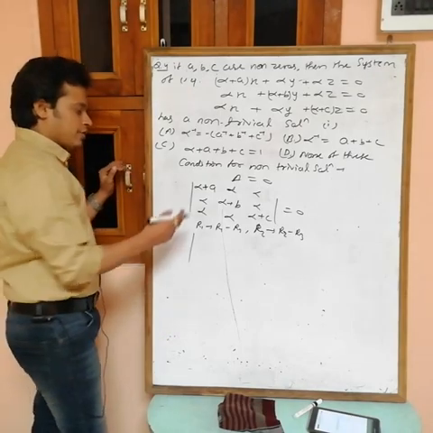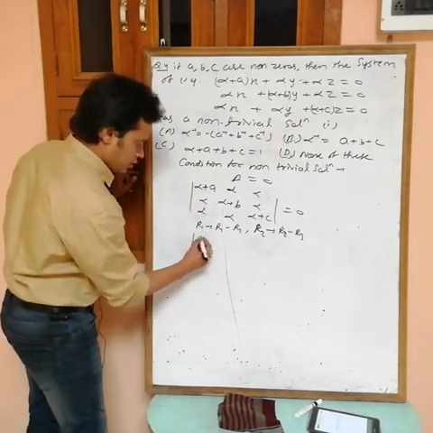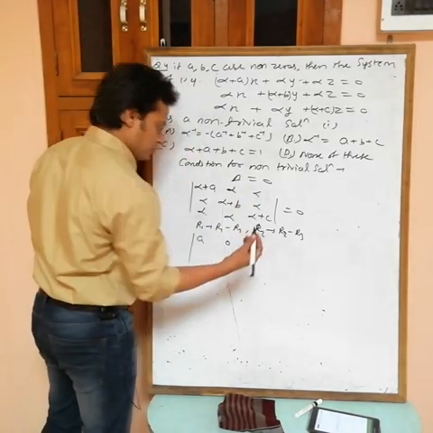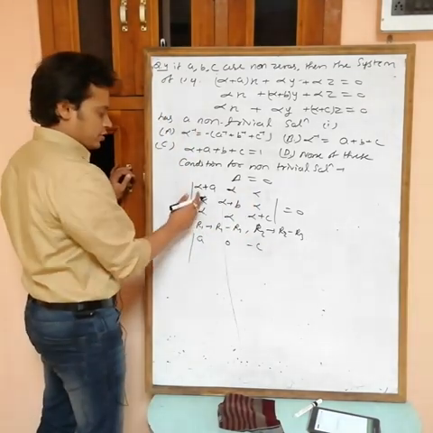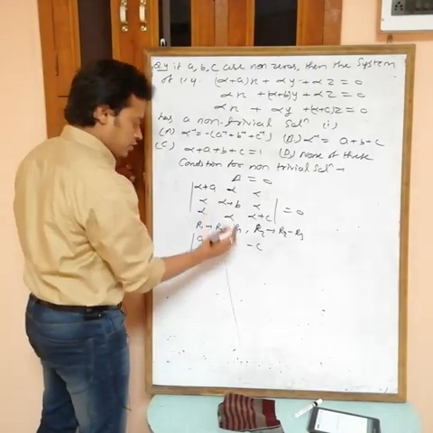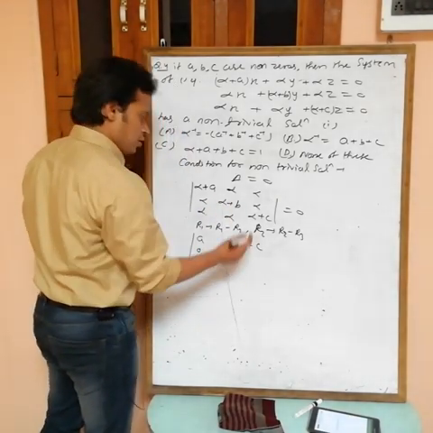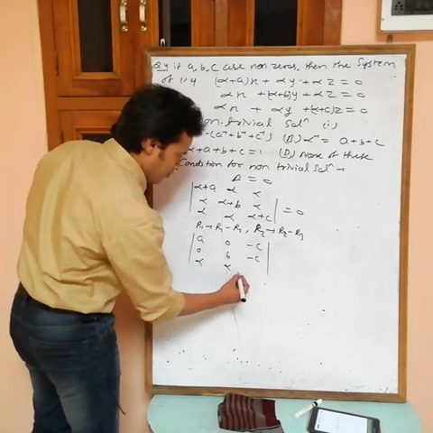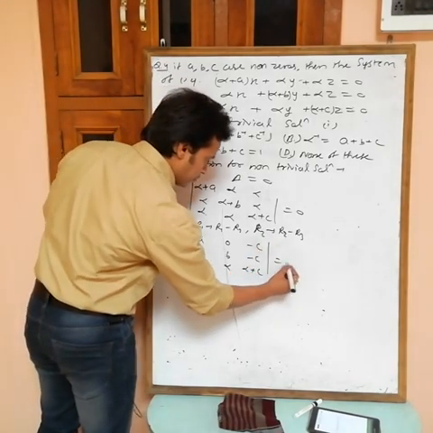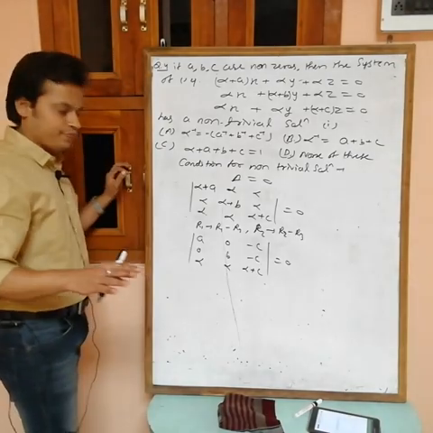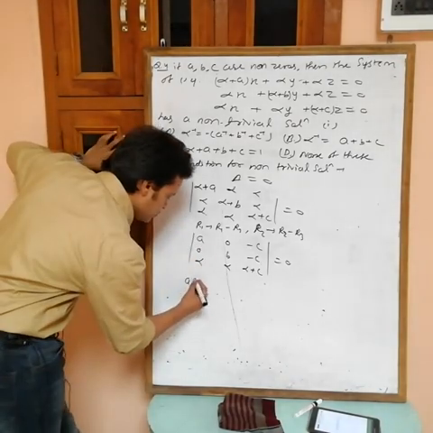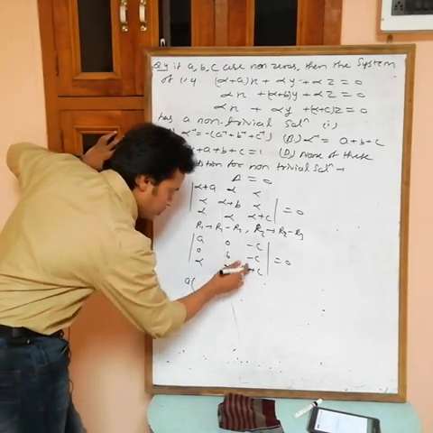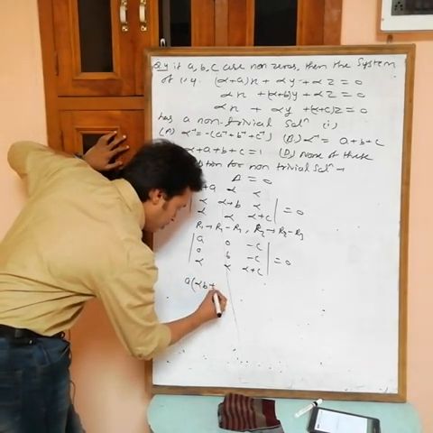So see, R1 goes to R1 minus R3: this one minus this one is A, this one minus this one is 0, this one minus this one is minus C. R2 goes to R2 minus R3: this one minus this one is 0, this one minus this one is B, and this one minus this one is minus C. The last row is alpha, alpha, alpha plus C, equals 0. Now expand.